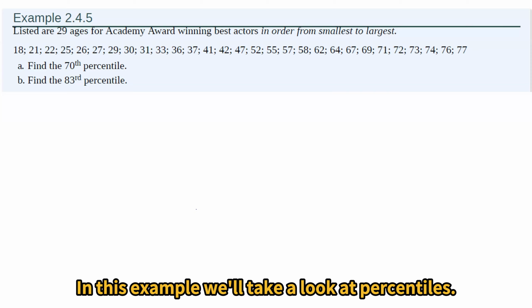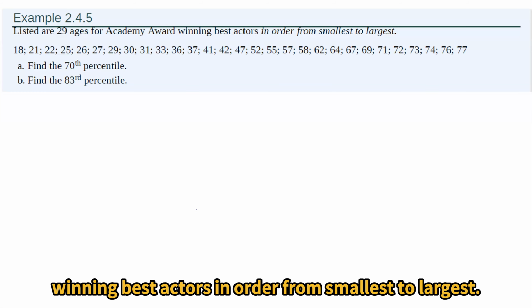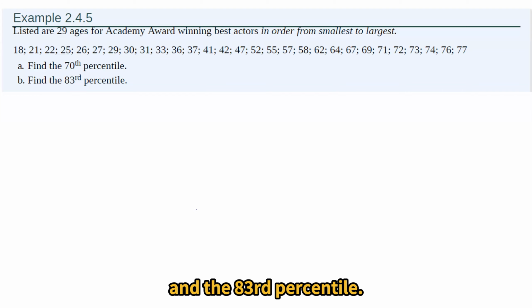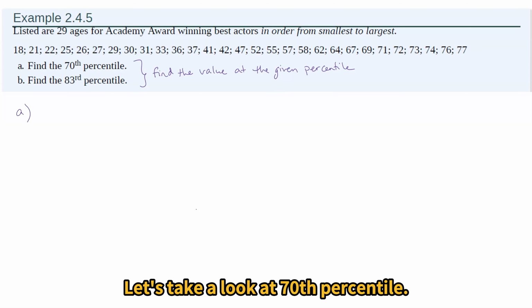In this example, we'll take a look at percentiles. Listed are 29 ages for Academy Award-winning Best Actors in order from smallest to largest. We want to find the 70th percentile and the 83rd percentile. So we will find the value at that given percentile. Let's take a look at the 70th percentile.